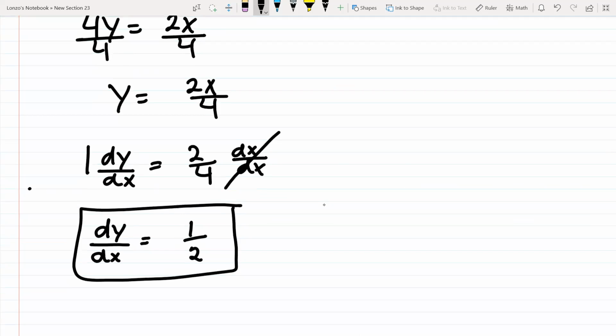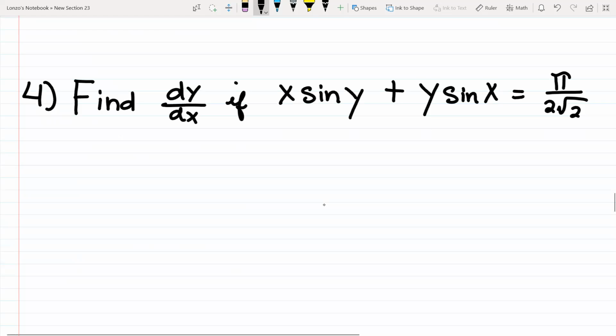Okay, let's move on to question 4. That looks a little complex. But if we do this carefully, we probably won't make a mistake. So we have to find dy dx if x times sine y plus y times sine of x equals pi over 2 radical 2. And then they also tell us one more thing, at the coordinate pi over 4 comma pi over 4.